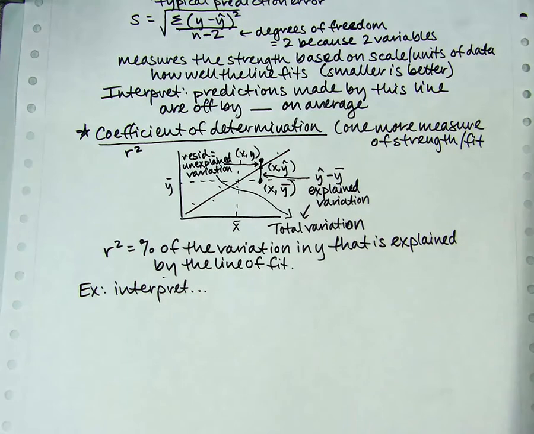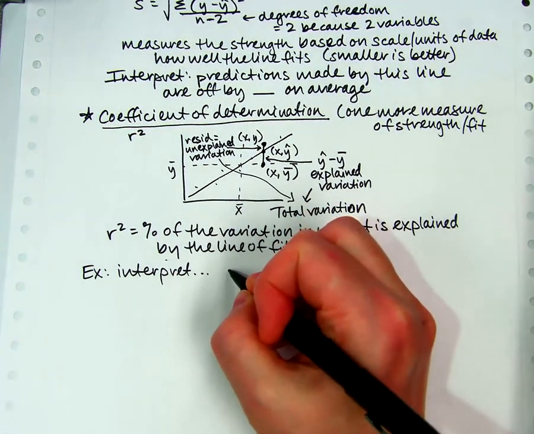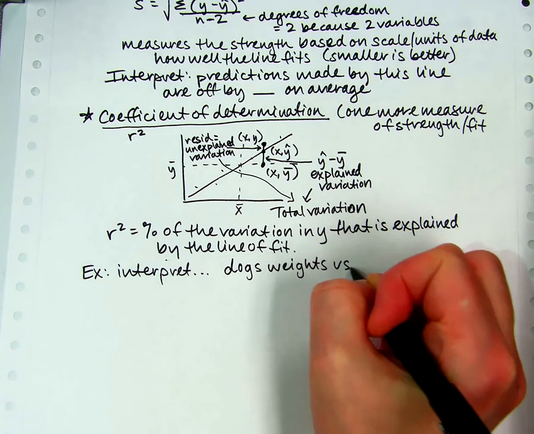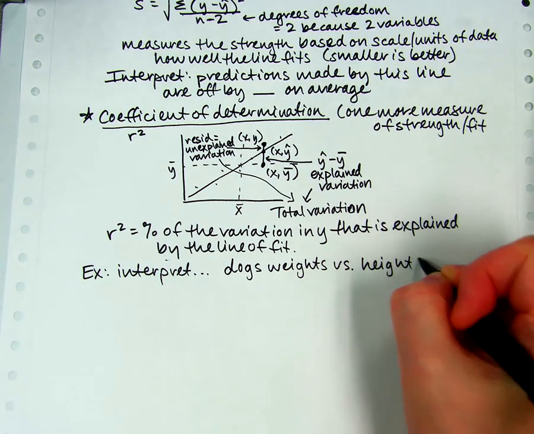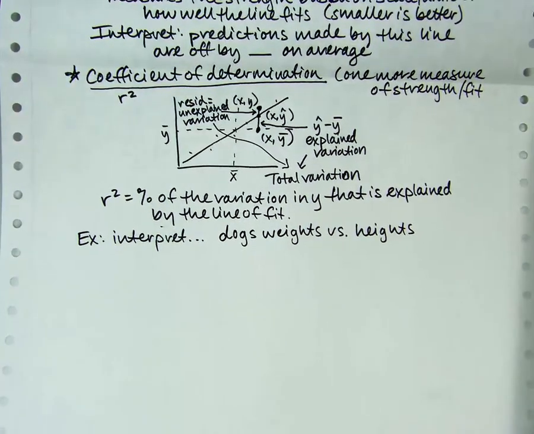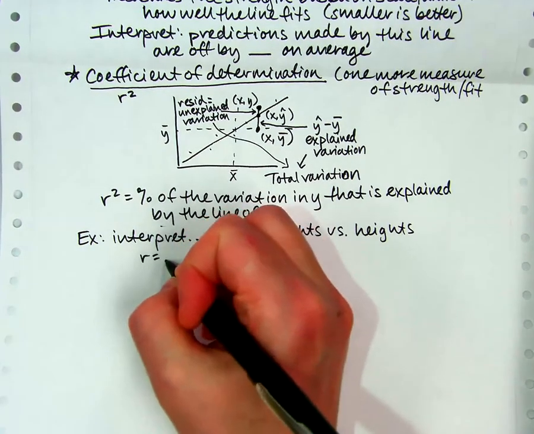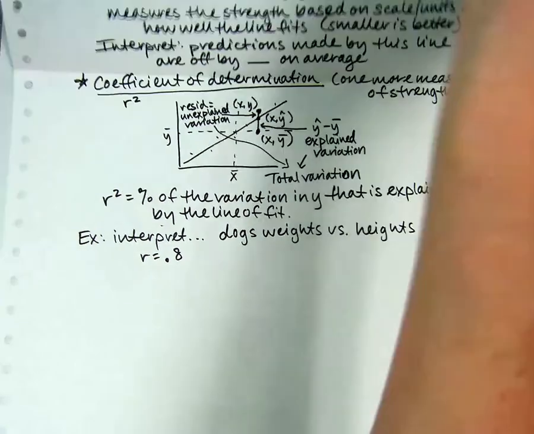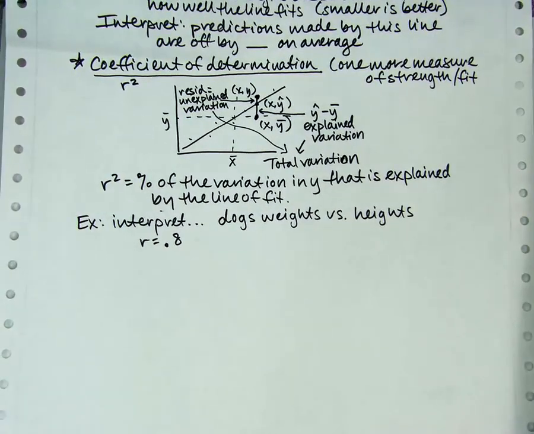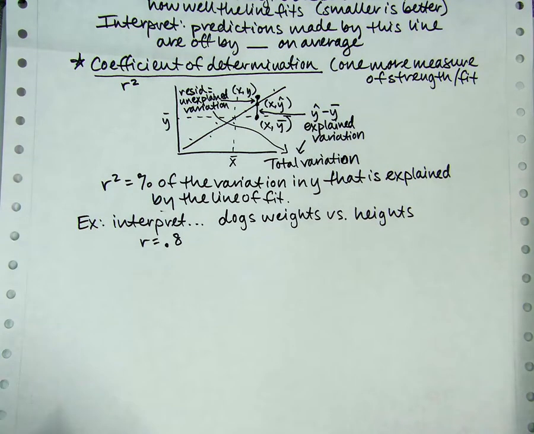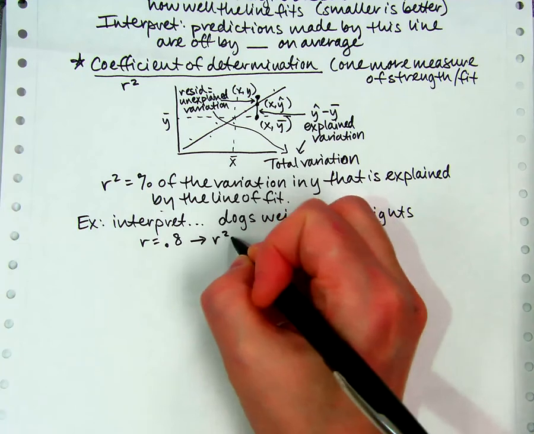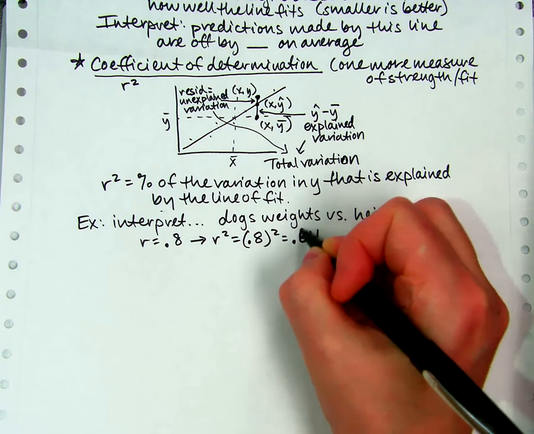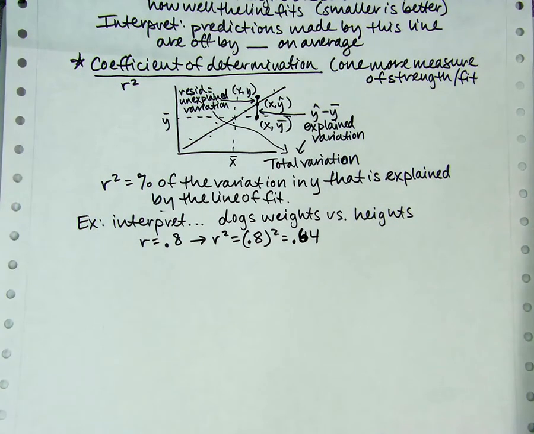So let's say we have a whole new example. We have dogs' weights versus dogs' heights. And we do our analysis and we get our correlation, which comes out to be 0.8. So in other words, it's not perfectly straight line. It's a strong positive correlation. Heavier dogs tend to be taller, taller dogs tend to be heavier, and so forth. We could use that to find R squared, which is 0.8 squared, which is 0.64. Yes, 8 squared is 64. So if you didn't do that in your head, it's okay.